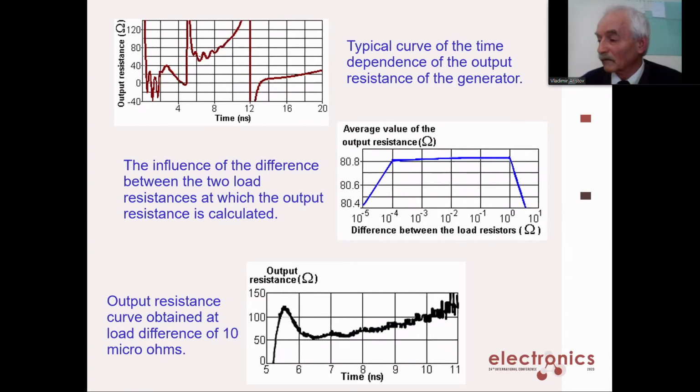The graph shows that the range of scheme invariance to the difference in loads is 100 microohms to 1 ohm. The lower limit is due to the existence of rounding noise produced by the computer program. For example, here is shown the curve obtained at a load difference of 10 microohms.